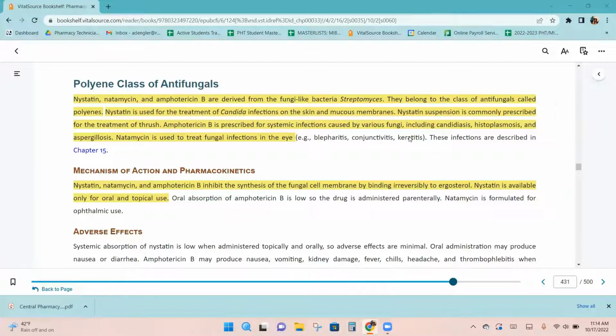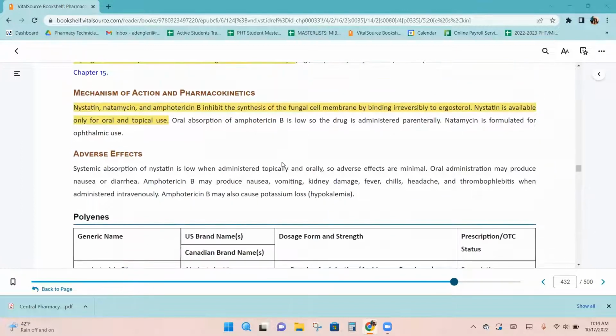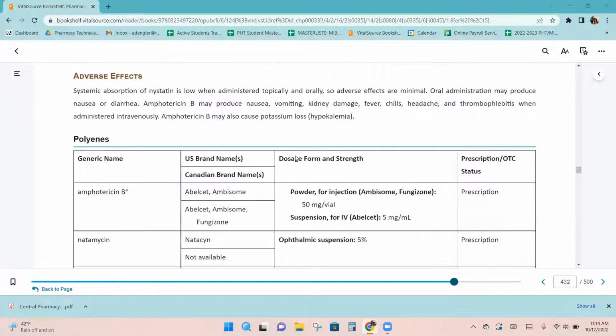Amphotericin B is prescribed for systemic infections caused by various fungi, including candidiasis, histoplasmosis, and aspergillosis. Natamycin is used to treat fungal infections of the eye, which we talked about in chapter 15. Natamycin, nystatin, and amphotericin B inhibit the synthesis of the fungal cell membrane by binding irreversibly to ergosterol. Nystatin is available only for oral and topical use.